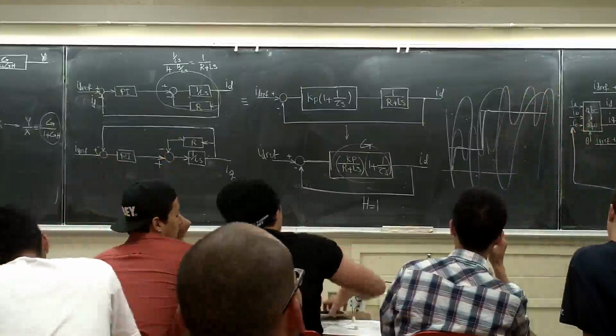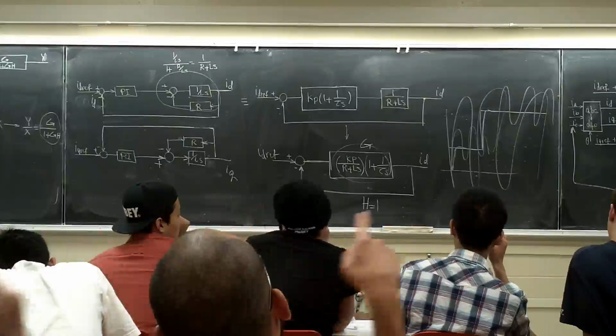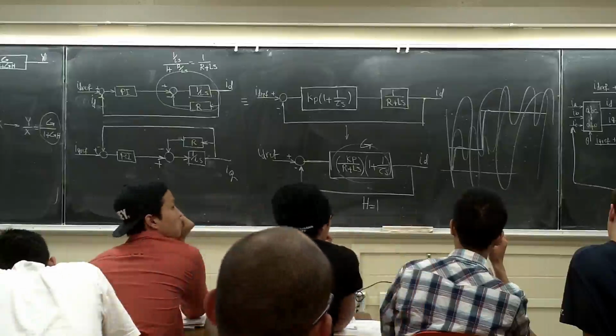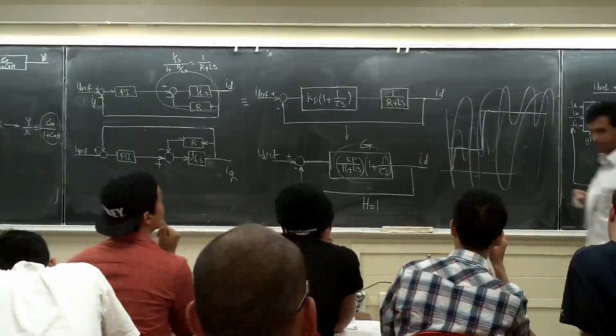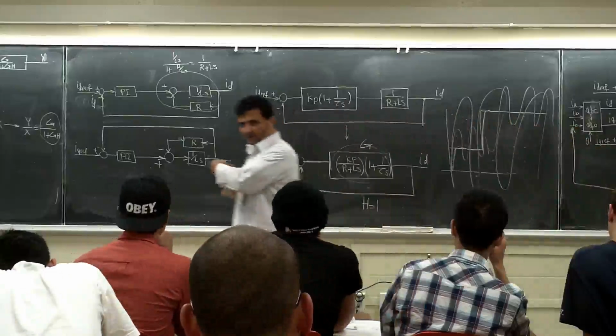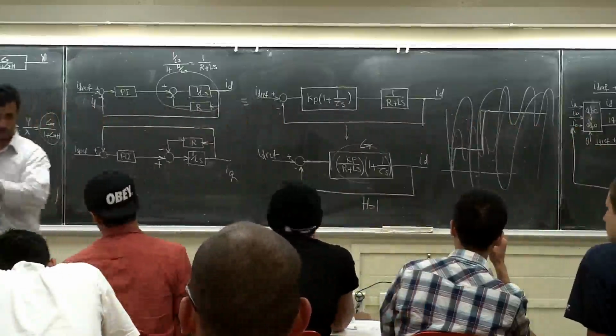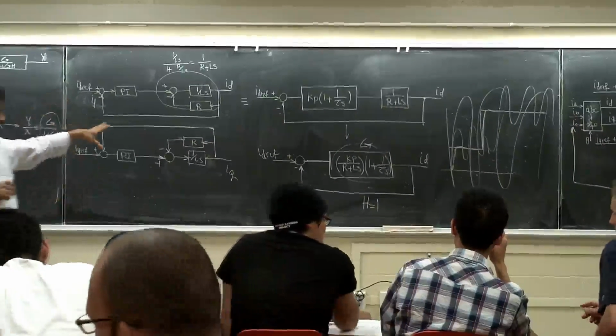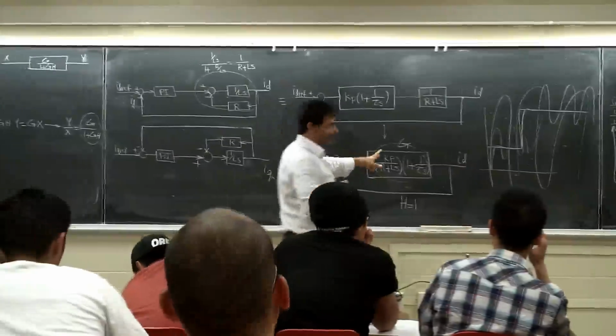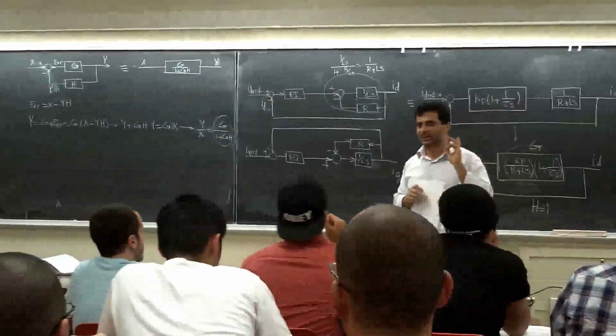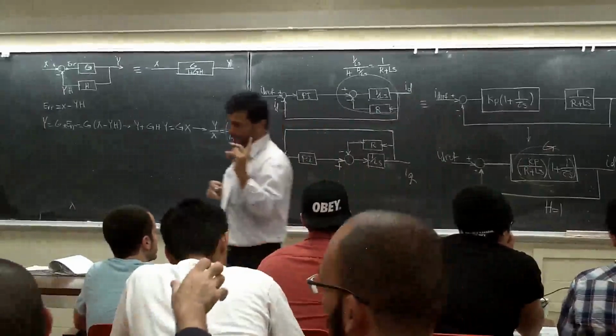So here you could just say, design this system for critical damping, and the rest is yours for now. You guys think about what you should do. Okay? I want to design this system. You are done with the control part of this. I want to select KP and tau for critical damping.